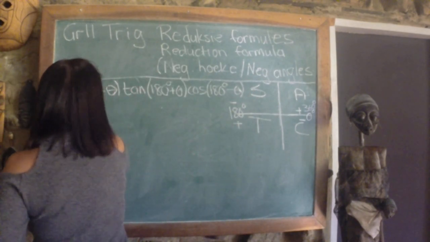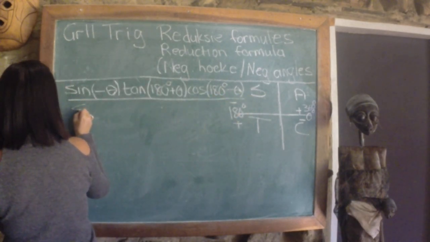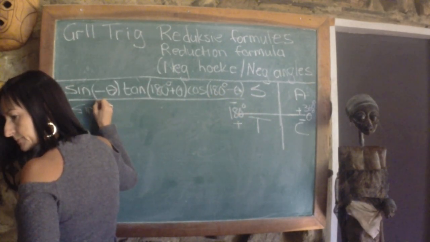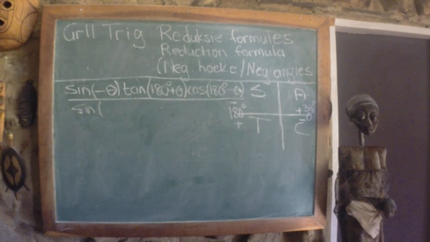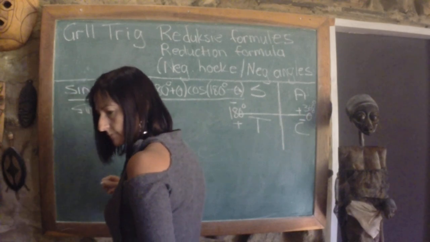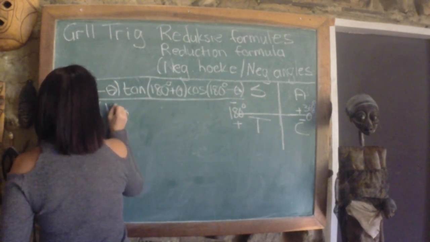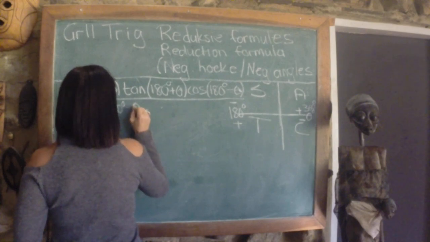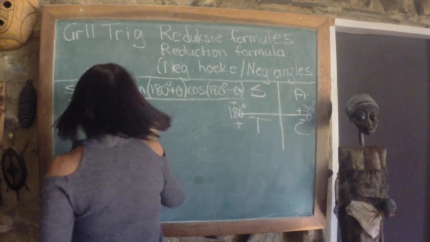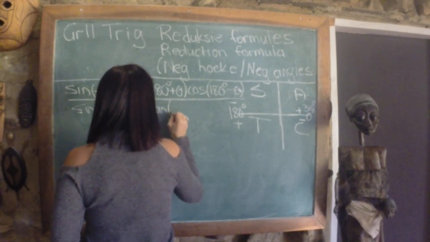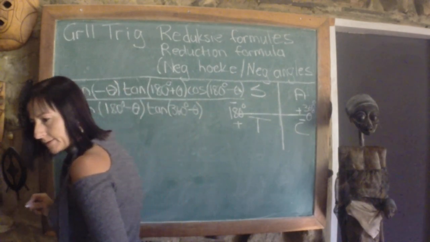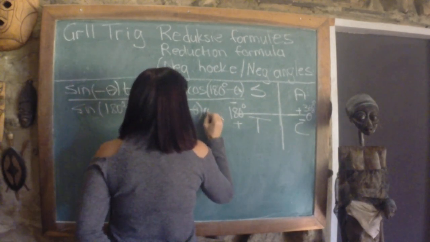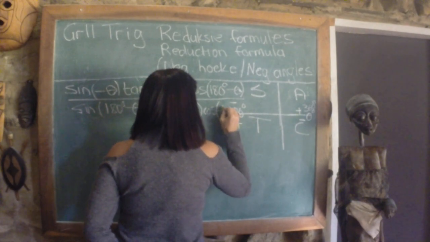Then we've got it all on the sinus of 180 minus theta, the tangent of 360 minus theta, and the last one, the cos of minus theta.